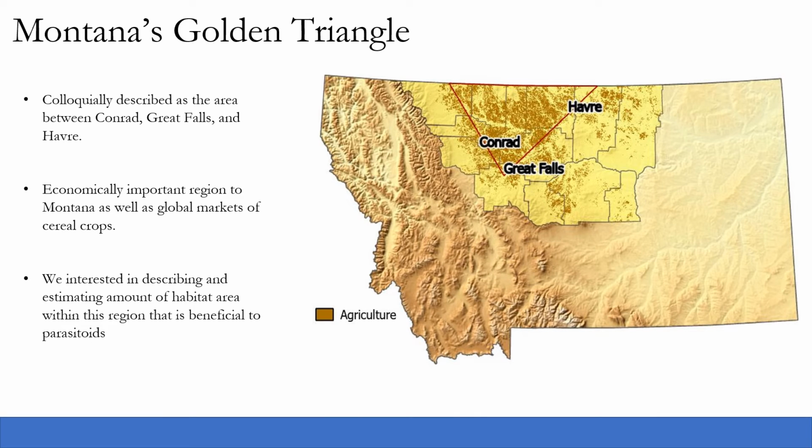We are also interested in how areas similar to the one we studied in Havre exist across the Golden Triangle. This region is defined as the area between Conrad, Havre, and Great Falls. It earned the name because of the abundance of wheat and other cereal crops that are grown in this region. Most of our projects have field sites in this area, so for the sake of a consistent definition, we defined it as the 13 surrounding counties.